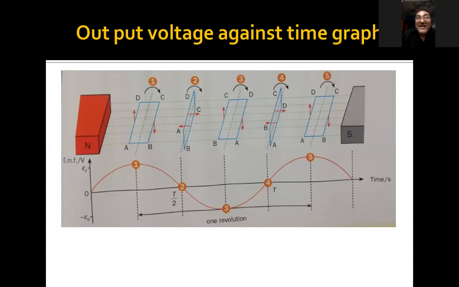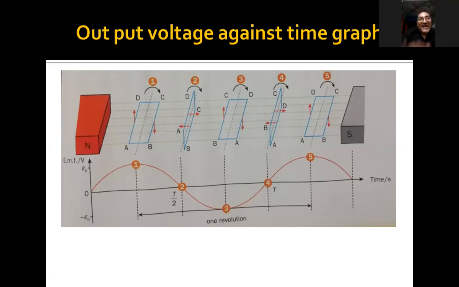In the same way, the AD conductor is moving towards the left horizontally, parallel to the magnetic lines, so it is not cutting the magnetic lines. When it is not cutting the magnetic lines, no EMF is induced. That's why for this figure 4, on the EMF time graph, the EMF induced has been shown as 0.